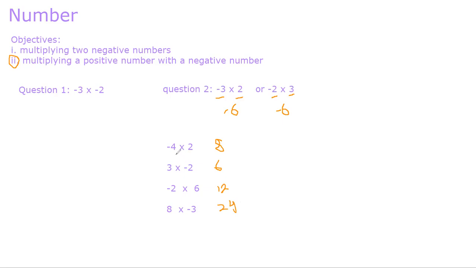So in all of these questions, there is a single negative sign with only one number. So we can add one negative sign here. So this is how we can multiply a positive number with a negative number.